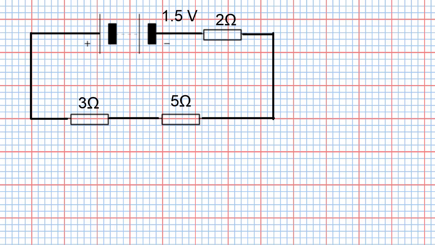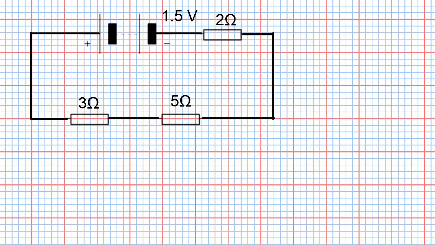Here's a series circuit, and our job is to find the potential difference across each of those resistors. How do we know it's a series circuit? Well, we know that there's nowhere else for the current to go. It goes round in one loop. There are no branches, it's just the one loop. So it's a series circuit.